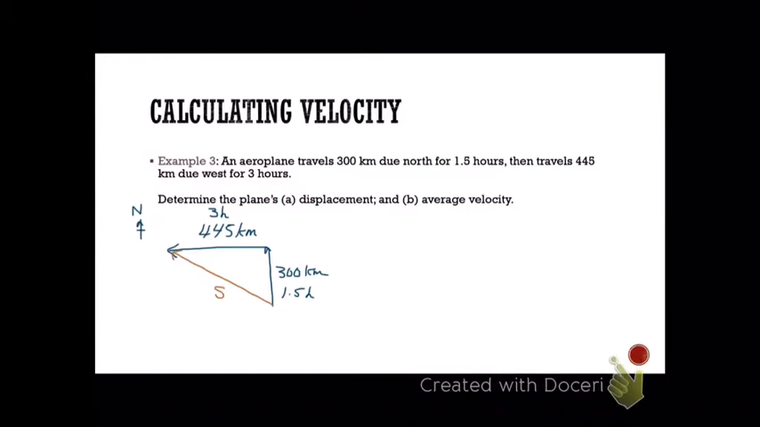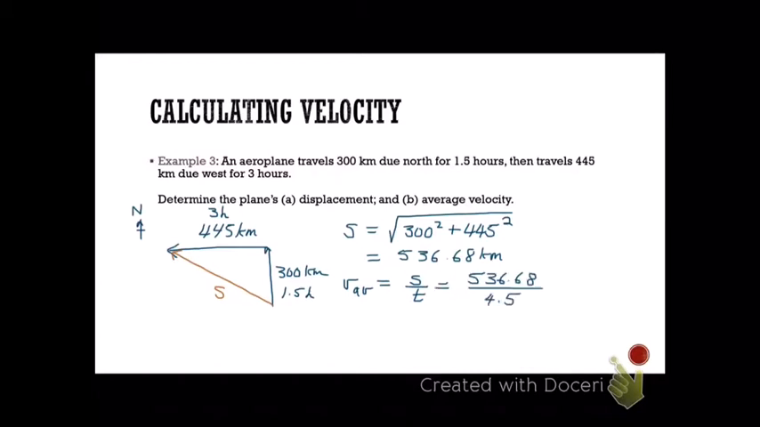To calculate that distance, recognize that it's just the hypotenuse of a right triangle. So we use Pythagoras and the distances, and we get a displacement of 536.68 kilometers. Now to determine the average velocity, we use that displacement and the total time of 4.5 hours to complete the journey, and that gives us an average velocity of 119 kilometers per hour.